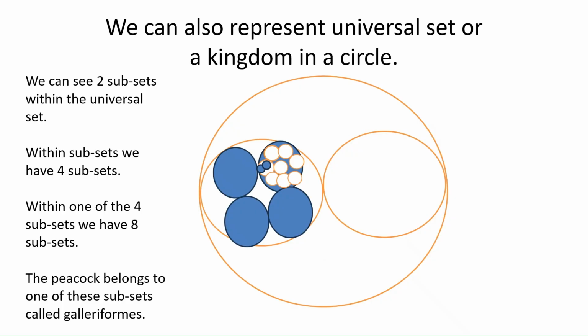We can also represent universal set or a kingdom in a circle. We can see 2 subsets within the universal set. Within subsets, we have 4 subsets. So the big circle, you can see the kingdom. Then inside that are 2, which show vertebrates and invertebrates. Then in the vertebrates, we have 4 subsets. And within one of the 4 subsets, we have 8 subsets. So the peacock belongs to one of these subsets called Galliformes. So we can go deeper in.